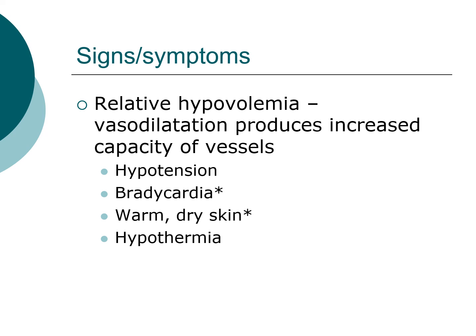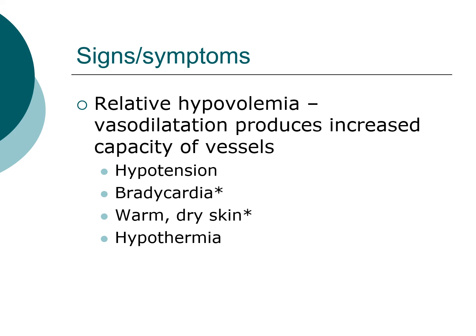So signs and symptoms, again, you get this vasodilation. The vessels have more capacity, their blood pressure drops, therefore they get hypotensive. Now, different from the other shocks, instead of tachycardia, they get bradycardia. Due to the spinal cord injury, the balance between parasympathetic and sympathetic responses is lost, so the parasympathetic almost overrides this.